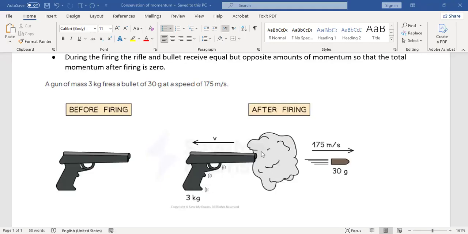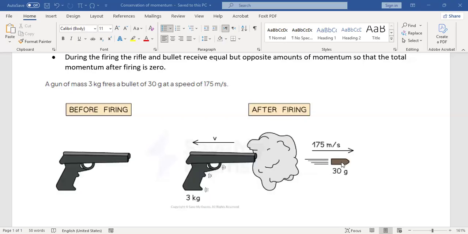So if one of the objects gains some momentum, listen carefully to these words. After a collision, if one object gains any kind of momentum, the other object has to have an equal and opposite momentum. This is the law of nature. So this is what happens.